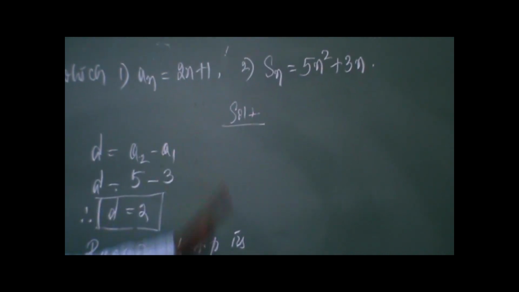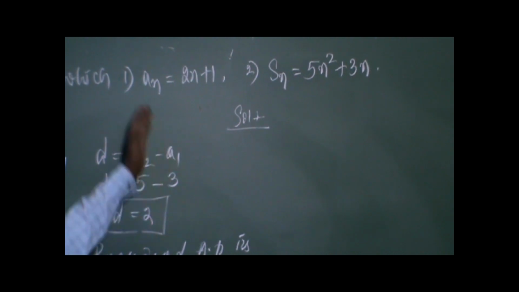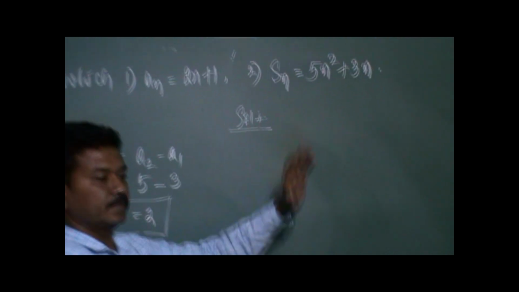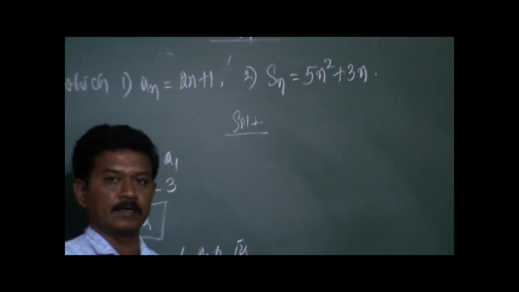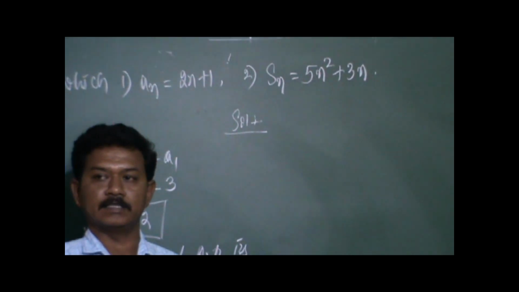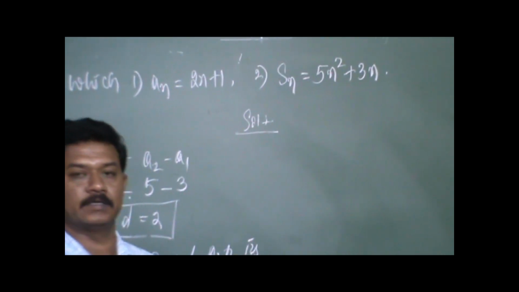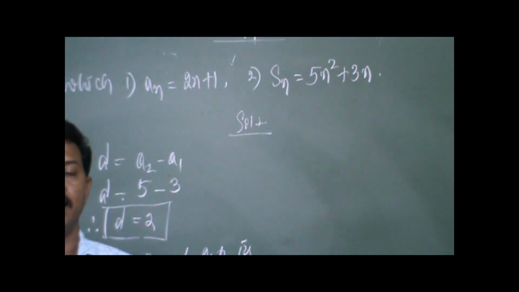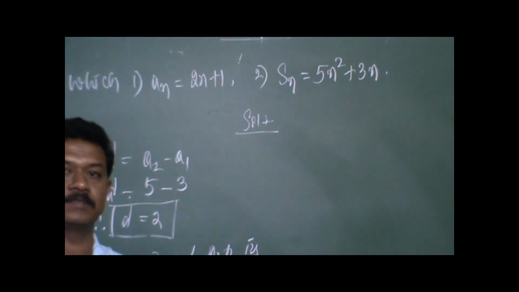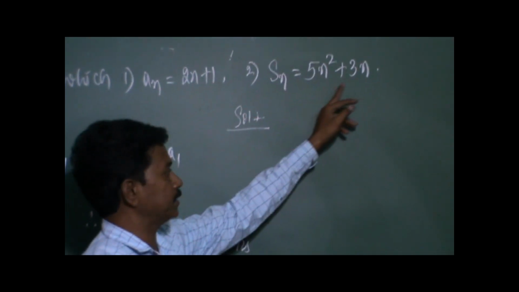So here, this problem is a little different from the first problem. There the nth term was given, but here he has taken an entire AP. In that AP, there are n terms. He has taken the sum of all the n terms starting from the first term, and the sum of those n terms is given in the general form. That is 5n square plus 3n.